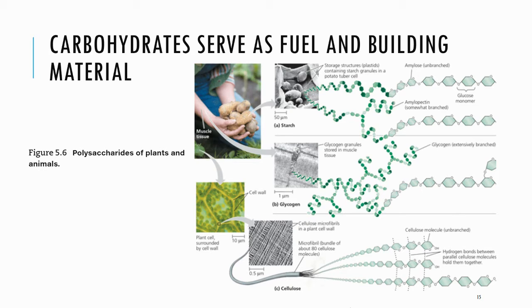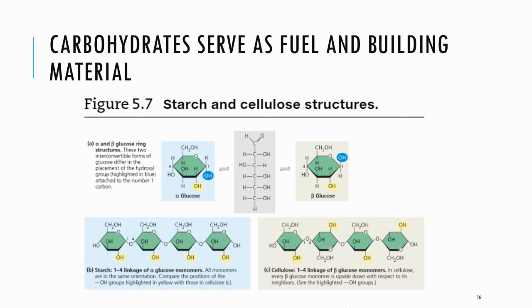So those are three different polymers of glucose: starch, glycogen, and cellulose. So even though it's all made up of glucose, those glycosidic linkages are in slightly different places. And here is another comparison of those, looking at starch and cellulose.